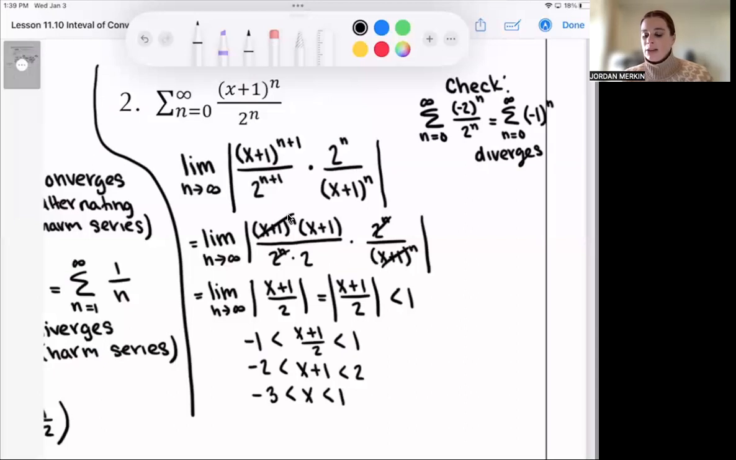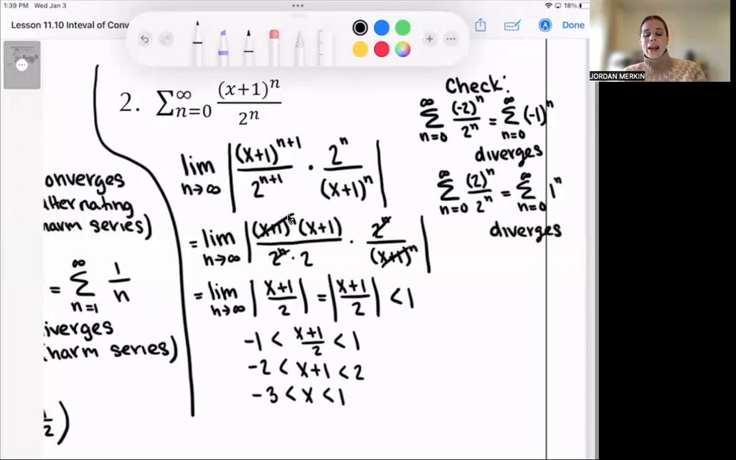And so then you could also check 1. You end up with something similar. We end up with 1 plus 1 is 2 to the nth power over 2 to the nth power. This is the sum from n equals 0 to infinity of 1 to the nth power. Well, 1 plus 1 plus 1 plus 1, that's going to diverge.